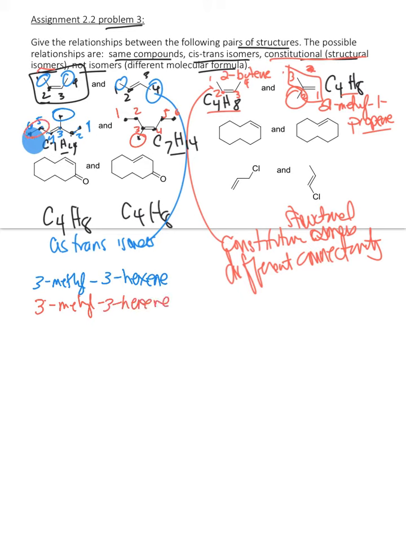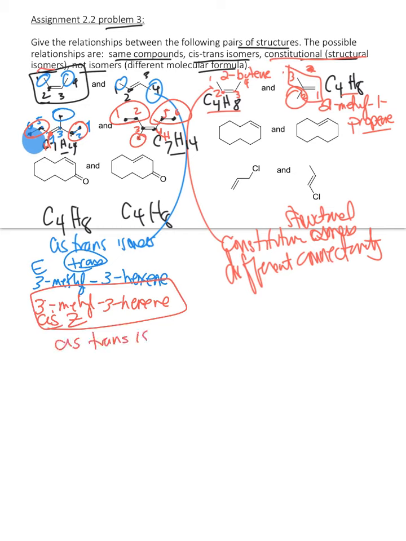So you look at this carbon first. It has a hydrogen and an ethyl. This has a methyl and an ethyl. So the ethyls are on the opposite sides, so this would be E. That's trans. And then this compound here, between the methyl and the ethyl on that side, and the ethyl or the hydrogen, so this would be cis, which is Z. So they are cis-trans isomers.